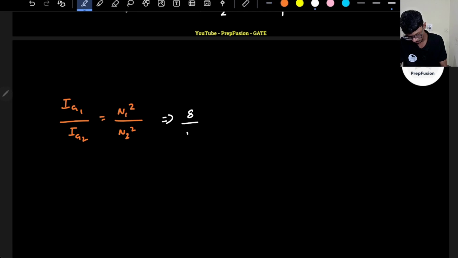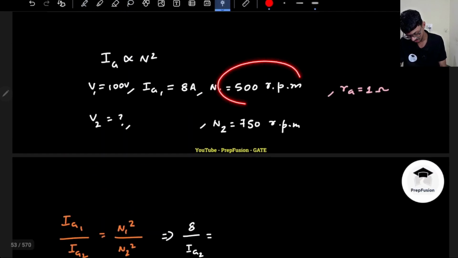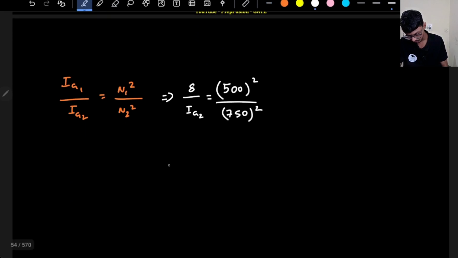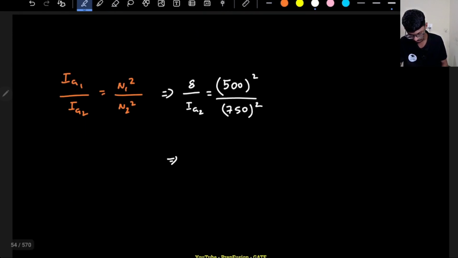I have to find out the current in the second case, Ia2, which is equal to Ia1 times N1 whole square, so N1 whole square is this 500 whole square, right? Divided by N2 whole square, that is 750 whole square, right? So from here I can easily find out my Ia2.